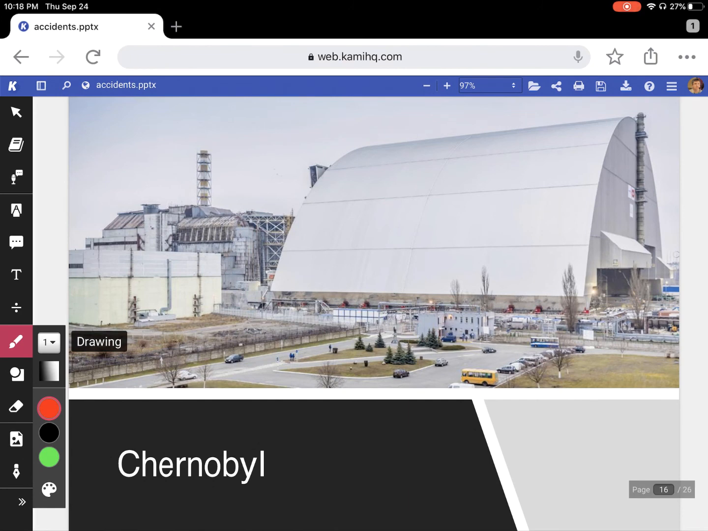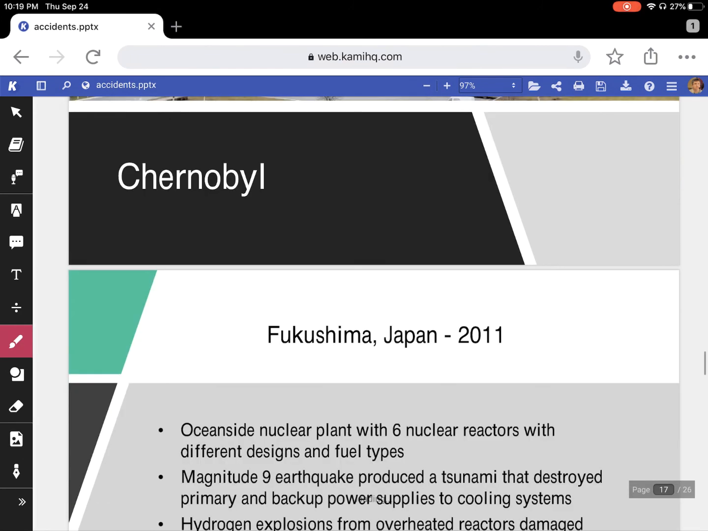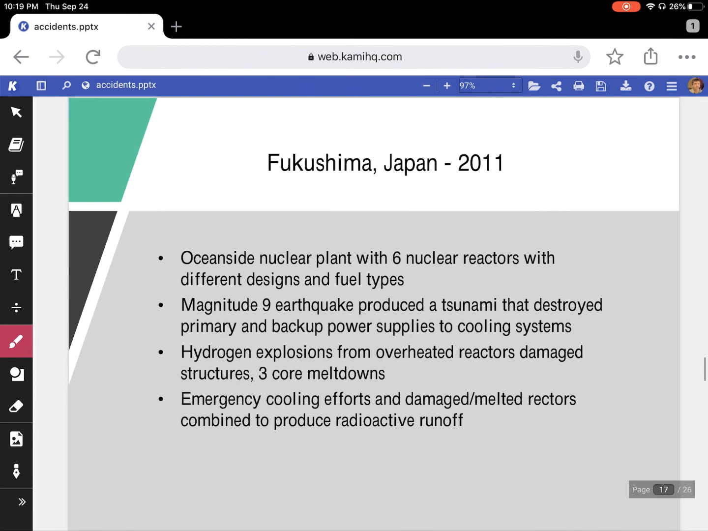So Chernobyl, largest disaster in history, followed second by Fukushima, Japan, 2011. Fukushima is a prefecture. Think of it like a county or a state in Japan. And there was an oceanside nuclear power plant with 6 reactors, different designs and fuel types. They were built in different times, and a magnitude 9 earthquake, this was one of the top 10 earthquakes ever observed in recorded history.